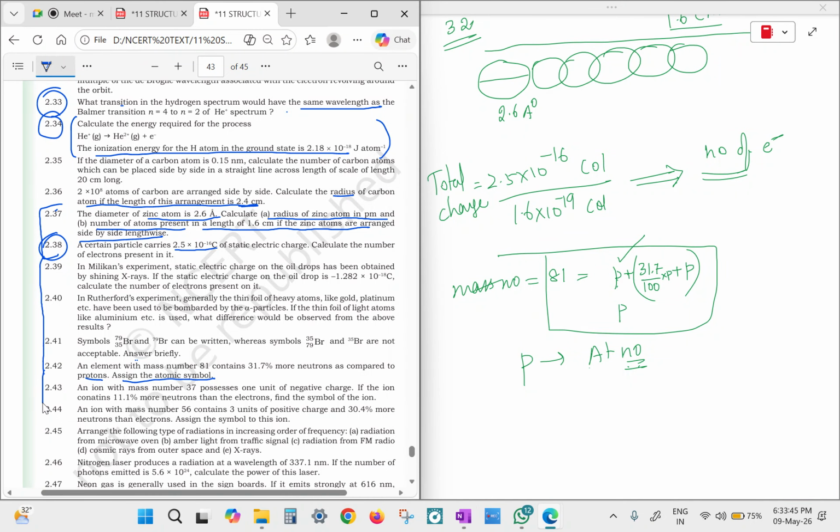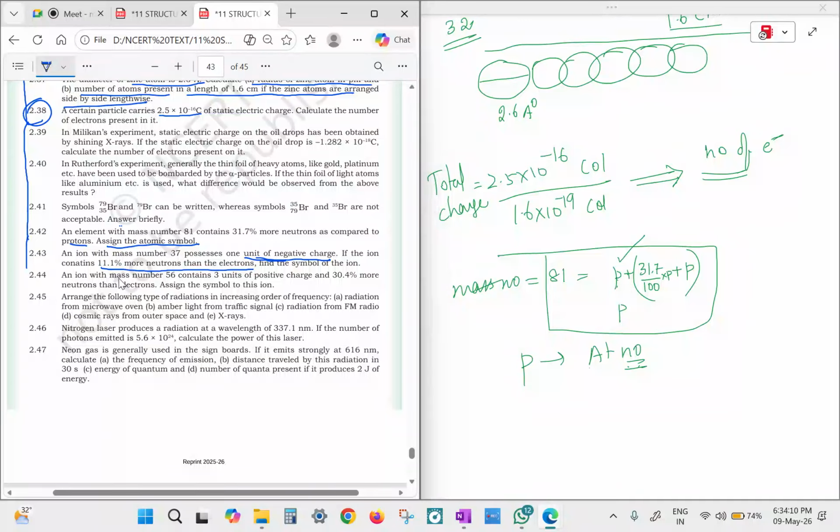Other questions are also quite simple. Like this is about 1 unit negative charge, so there will be one extra electron. It has got 11.1% more neutrons than the electrons. Remember, when there is a unit negative charge, there is one extra electron than the number of protons. So you can make a mathematical equation and generate this. All these are the same. Can you do this 2.46? Check. Nitrogen laser produces radiation of this wavelength. What do you have to do? 2.46.